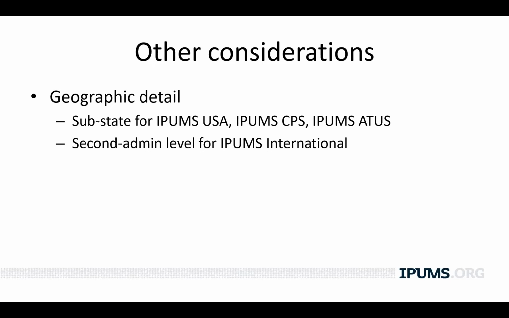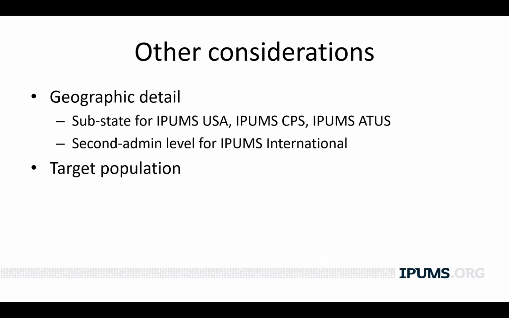With IPUMS International, the most detailed geography typically available is the 2nd administrative level. So you can think about this as basically typically one level more detailed than state or province. So county, prefecture, municipality, or district might be examples of this. So if you need greater detail, then that's an important consideration.